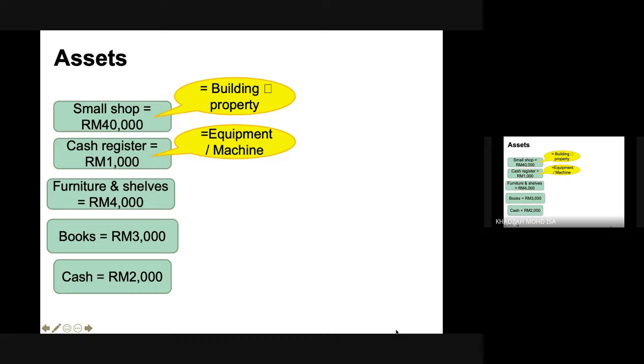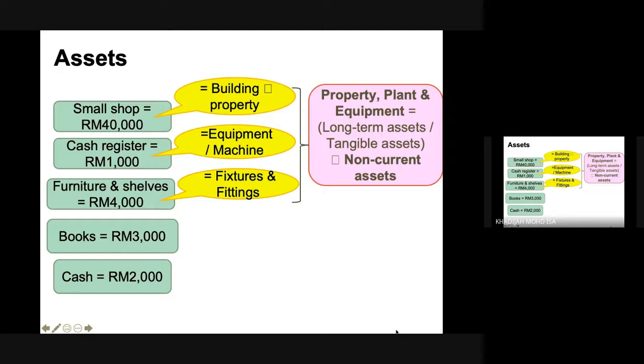Remember that we are not only recording, we are going to classify the transaction according to its type of transaction. Classification. Furniture and shelf, we call it furniture and fittings. So all these three together are what the big name is called property, plant, and equipment, or PPE.